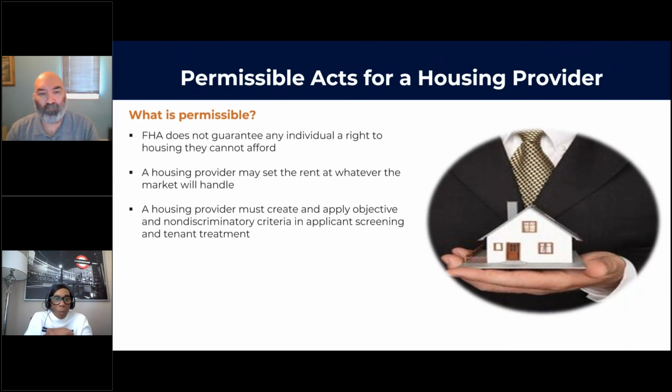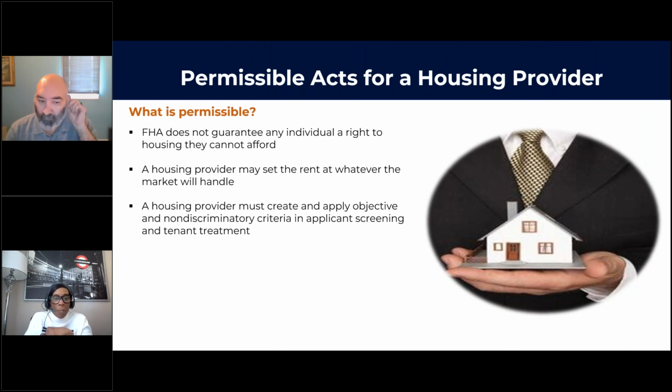So we talked about what they can't do, but I want to talk about what housing providers can do, so you can be sure that, okay, that is acceptable, so you know the difference. The Fair Housing Act does not guarantee an individual a right to housing they cannot afford. So if you have a landlord that's rejecting an application due to affordability, they have that right. That's not breaking the fair housing laws.